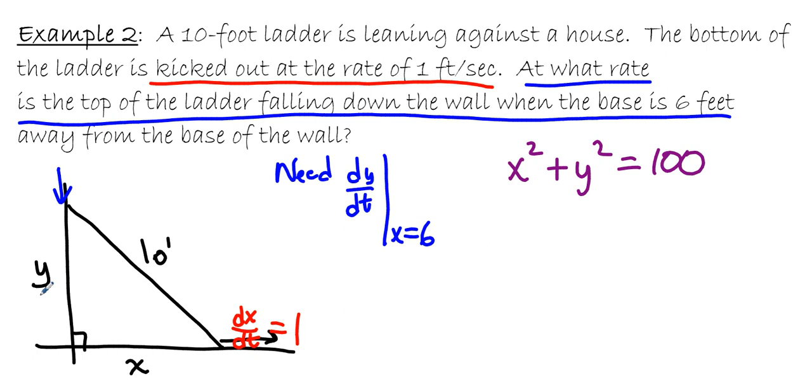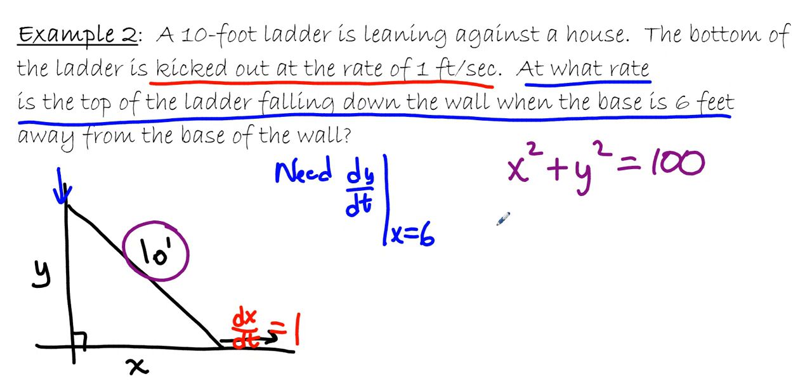The Pythagorean theorem is what relates x and y. Notice that the size of the ladder ends up mattering because this 10 turns into that 100. So step 5 says, what are we supposed to do? We're supposed to take the derivatives on both sides with respect to time.